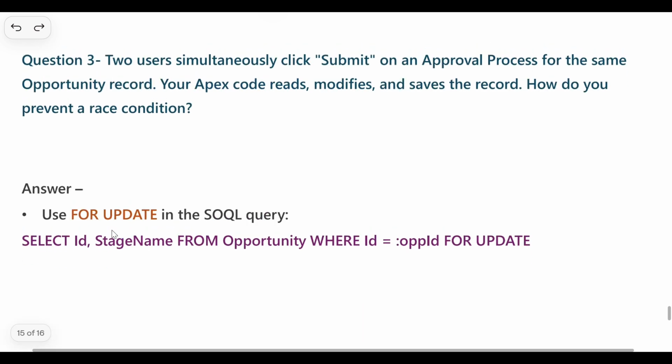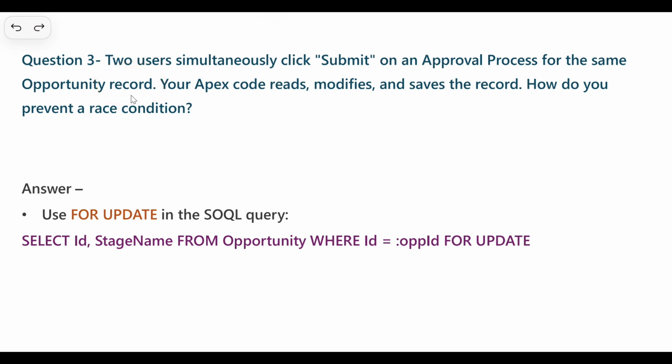Then the next concept, now this question is different. Two users are simultaneously clicking submit on an approval process for the same opportunity record. Your Apex code reads, modifies and saves the record. How do you prevent a race condition? Now, two users are trying to access the same record. The use case here is, how do you lock one record so that other users are not editing it or reading it until the transaction is completed? So basically, how do you lock your record?